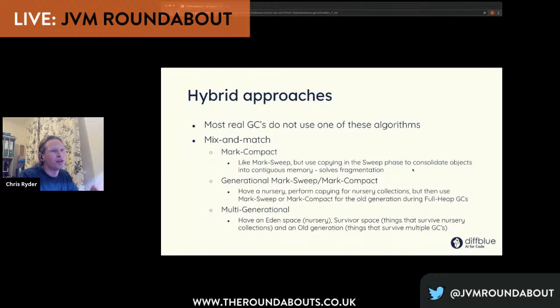Or you get kind of multi-generational collectors, so you have like an Eden space, which is sort of the nursery, and then a survivor space, which is things that survived the nursery collection, and then an old generation, which is things that survived multiple GCs. So there's normally some kind of hybrid approach like that.